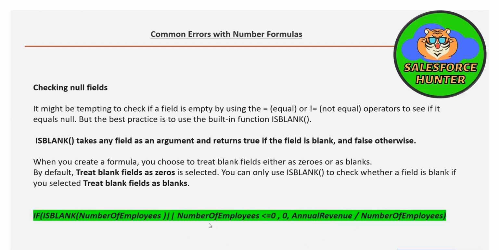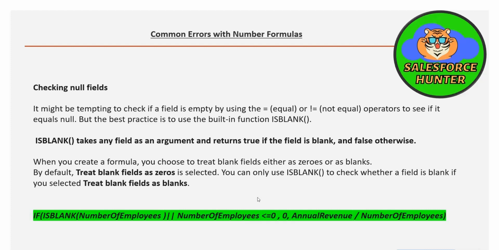Now why have I added this? I have added this to cater to the situation where we have actually entered the value as 0. Since we can't divide by 0, if it gets divided by 0, we will just get a blank field for the revenue per employee, which we don't want. So that's why I'm also catering for that situation here.